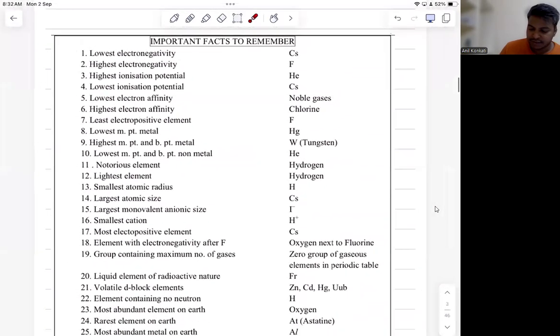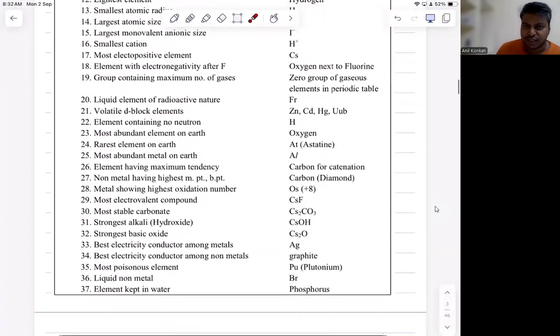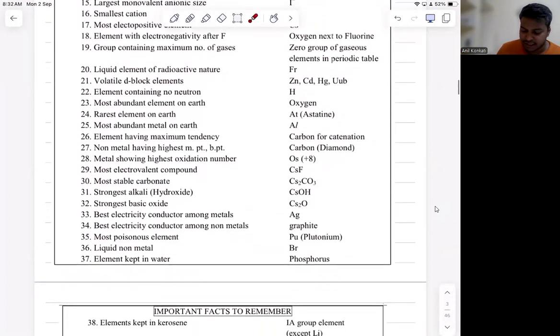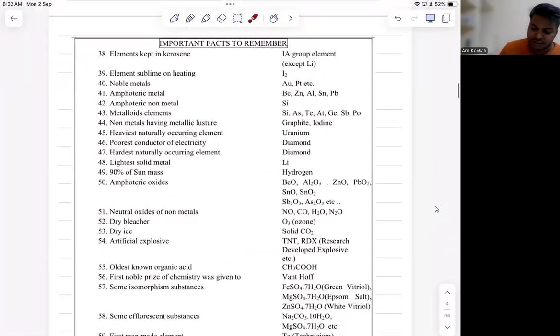Next, these are some important facts which you need to remember. Starting with lowest electronegativity, highest electronegativity, smallest ion, largest ion. The other day there was a question about H minus and F minus like that. So you can check out what is the smallest and biggest ion. And other than that, in a group, what you need to know is what are amphoteric metals, what are metalloids, how many amphoteric oxides do we have?